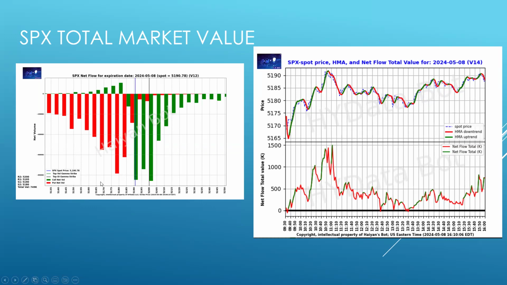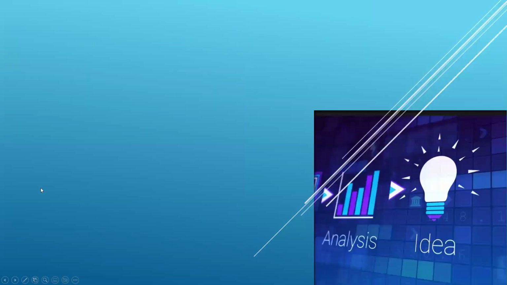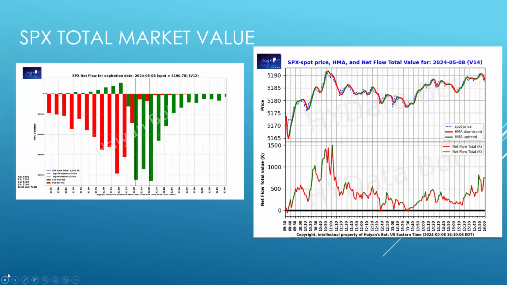On every net flow chart, on your left-hand side, we have it showing S1, which is support level 1, S2, support level 2, R1, resistance level 1, and R2, resistance level 2. So you can trade accordingly to those resistance and support levels.